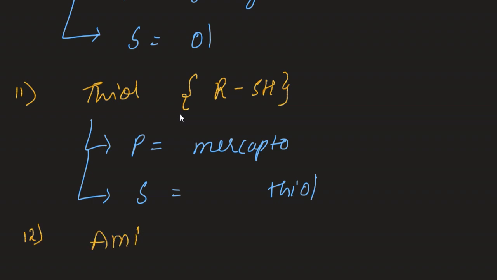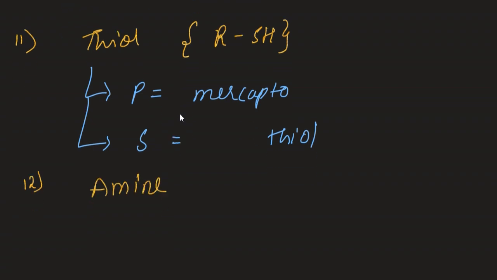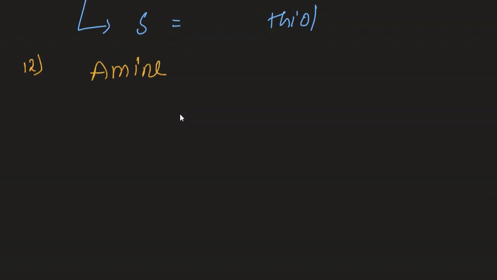Next, 12th last one is amine. There is a difference between amine and amide. Amide is a family member of carboxylic acid. Amine is not a family member of carboxylic acid. So here RNH2. This is a functional group. Right. Next, its name is what?